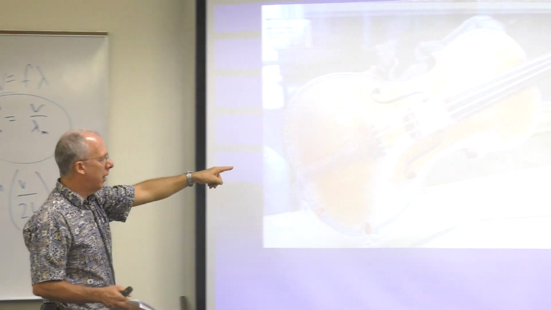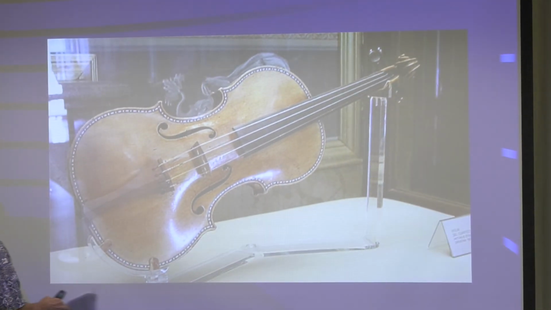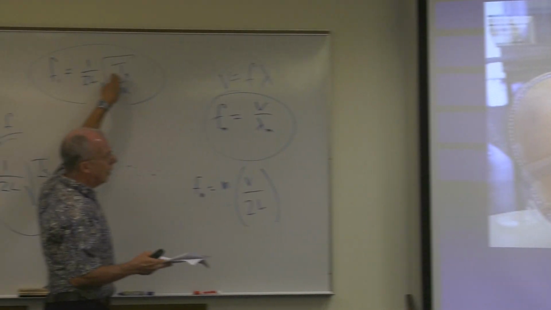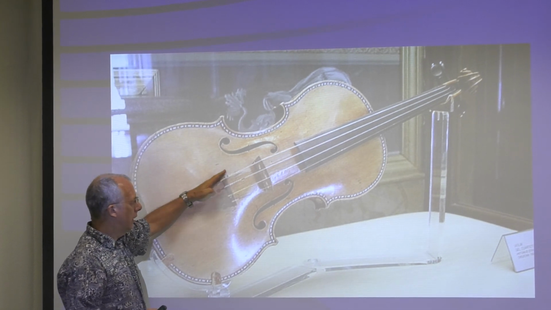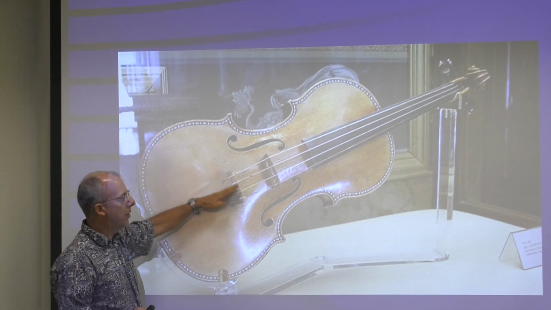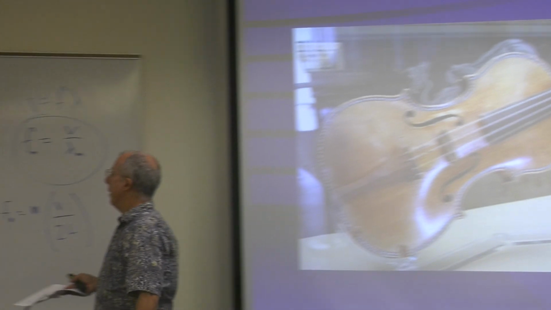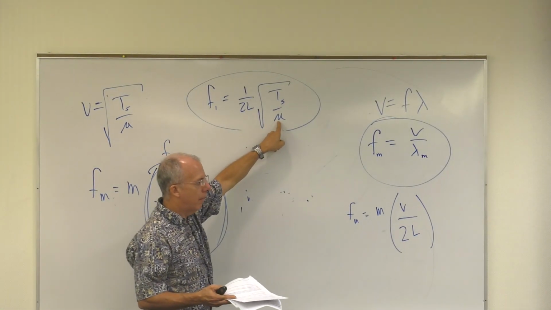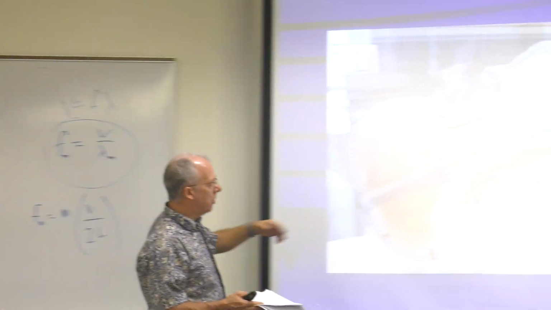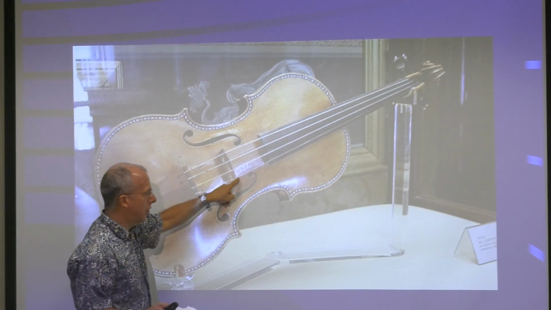Looks like the L's are pretty much the same. There's a T, a tension. And if you know something about violins, the tensions can't vary very much or you'd break the violin. So what do they do? Well, they have different mu's, right? Different mass densities. So it looks to me like this string is thicker than that string.